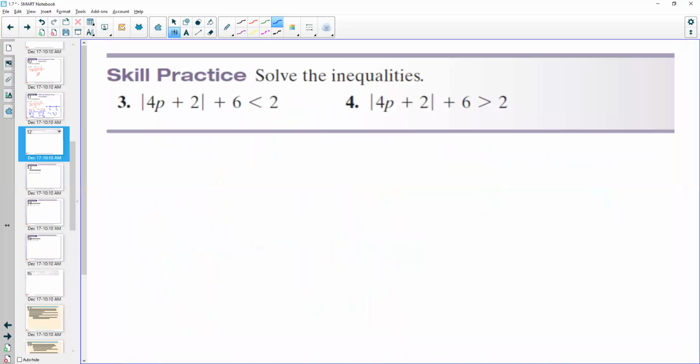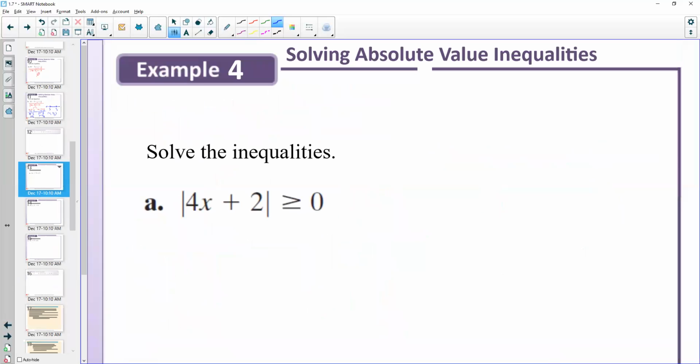All right. You are going to try these two. Works the same way. Okay, 2 different cases, very similar. All right, we are going to solve this one. So in this case, I already have it in my standard form, right?